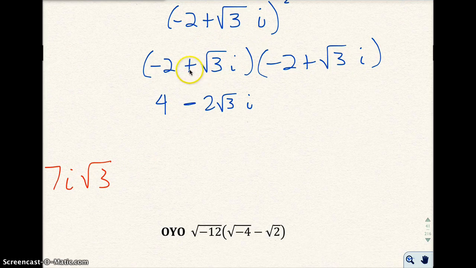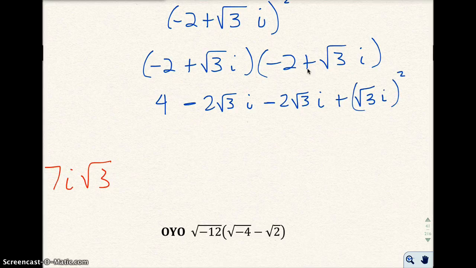Here I have positive times negative is another negative. And this is going to be 2 times this, so it's going to be 2 square root 3 and then an i. And last times last. Well, positive times positive is positive. And I have square root of 3i squared. You can think of that as the square root of 3 times square root of 3 times i also.